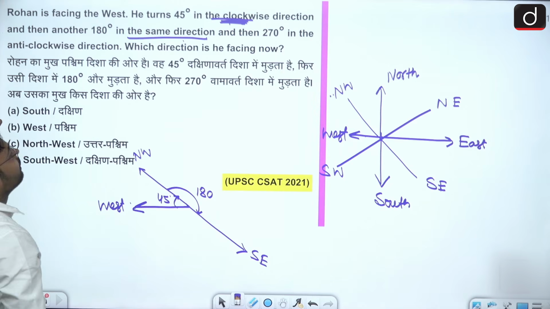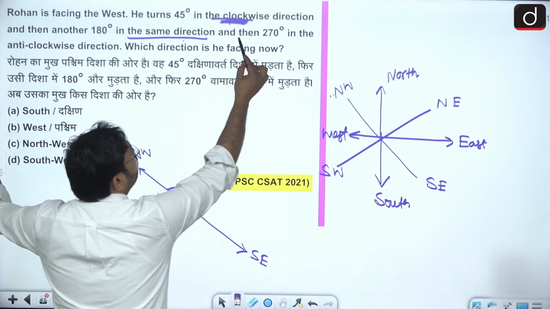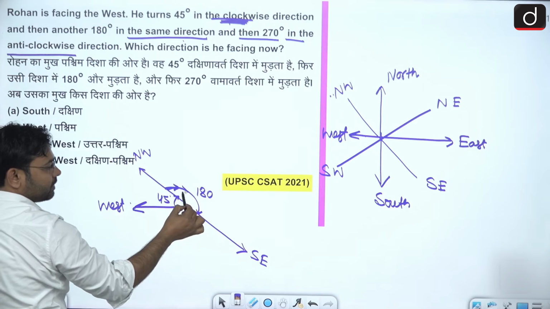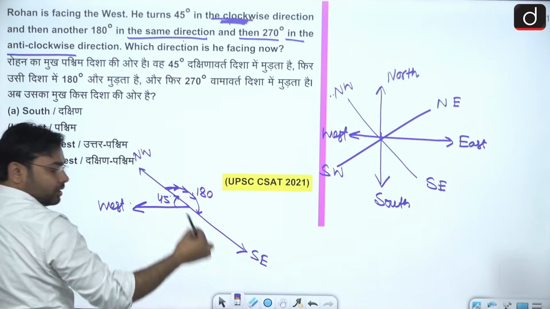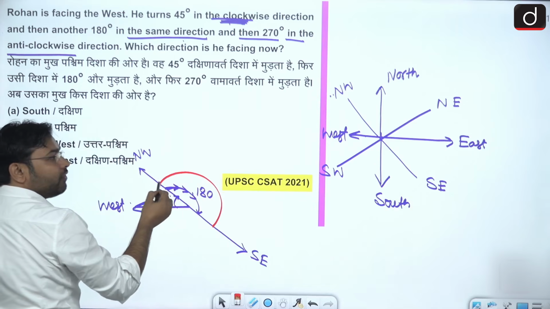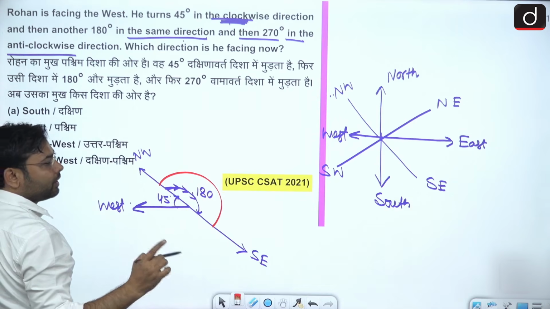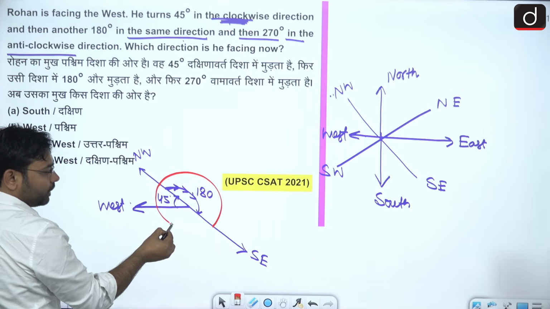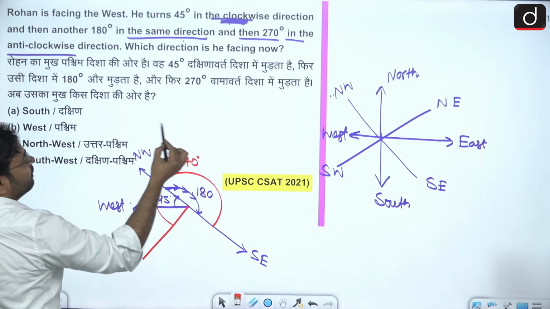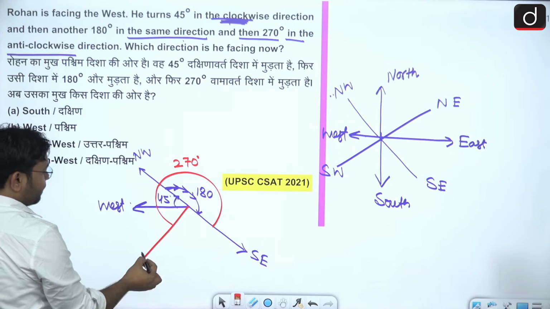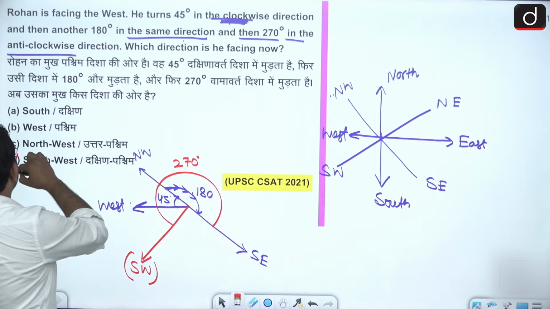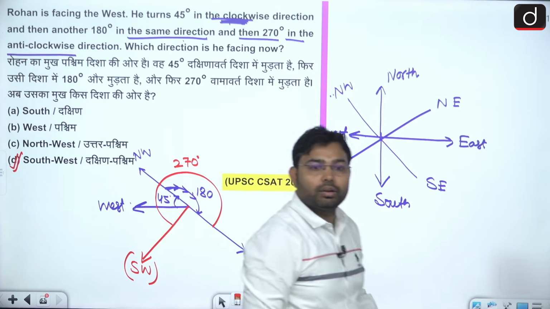Done. Next one, and then 270 degree in the anti-clockwise. So this is clockwise, so anti-clockwise in this direction. Done. So 270 degree, this is 180, and 180 plus how much is equal to 270? So this is 45 and again 45. So this direction, after going 270 degree anti-clockwise, is southwest, and southwest is option D. Is it clear now?